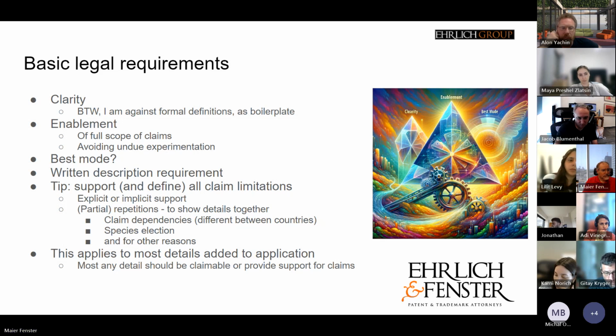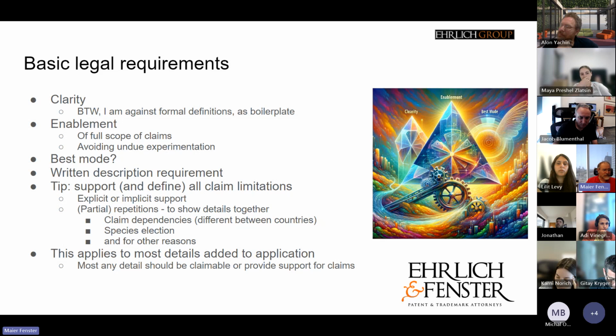Enablement. You're required to provide enablement of the full scope of the claims, whatever that is, and you have to describe enough in order to avoid undue experimentation by somebody trying to follow what you're doing. That's details. So if I have a chocolate frog and my claim just said chocolate frog with edible mechanism, that covers a lot of different possibilities, and I have to have details for all of these different possibilities.